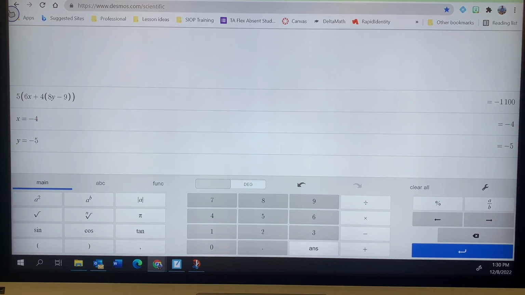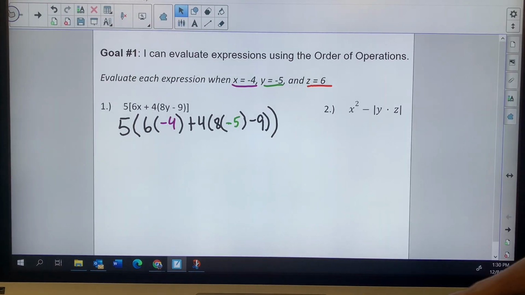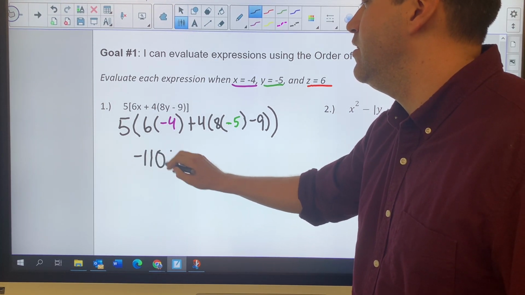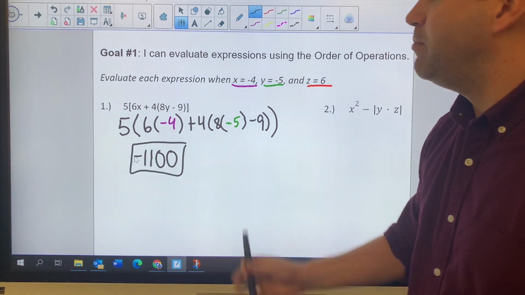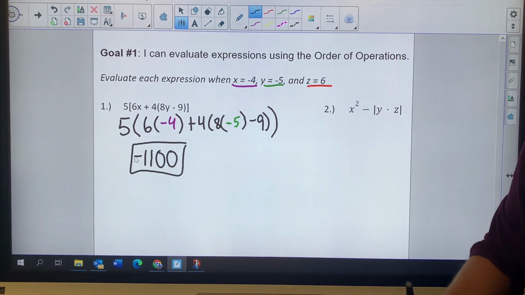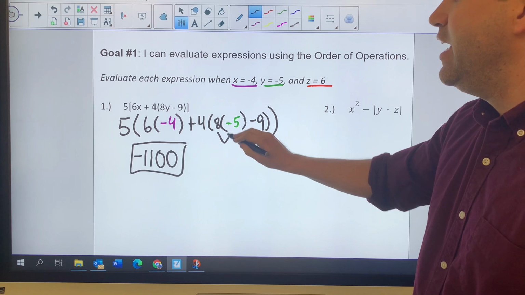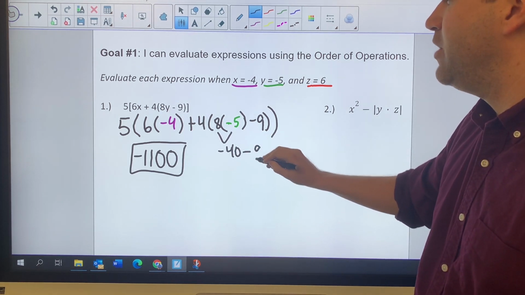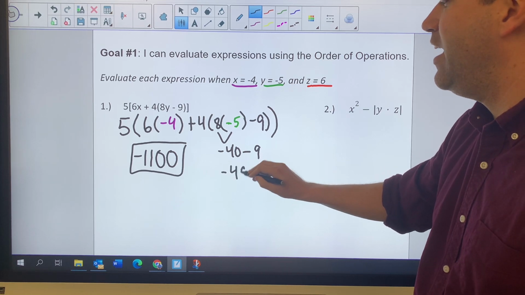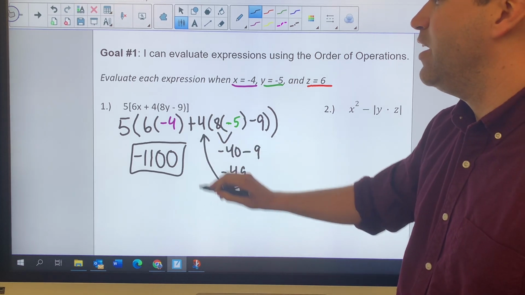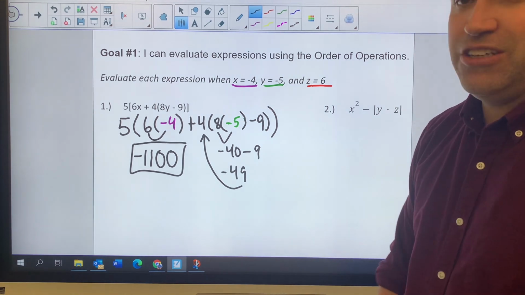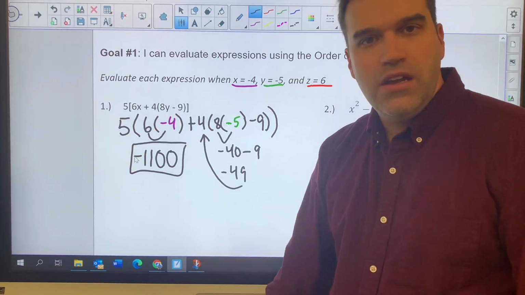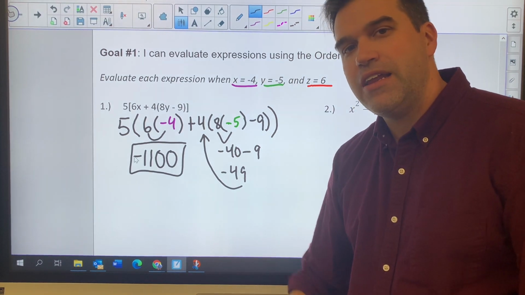It is -1,100. Same answer you get if you work it out step by step. If you work it out step by step, though, you're going to end up doing 8 times -5, which is -40, and then subtracting 9, which is -49, then multiplying that by 4, and then multiplying these two together, and then adding them, and then finally multiplying by 5. It's a lot. So we use a calculator to make our lives easier.